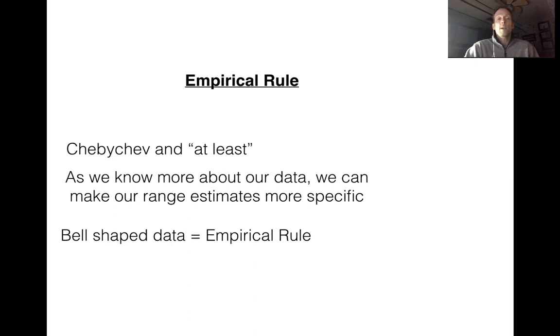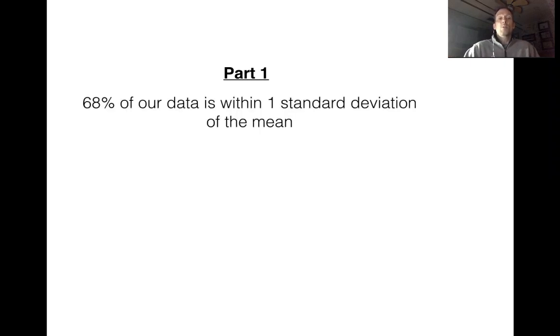As we know more about the data though, we're going to be able to make our range estimates a great deal more specific. Now, in particular, if we know that the data is bell-shaped, we can use something special called the empirical rule. So what's the empirical rule say? Part one. If we go one standard deviation above and below the mean, we're going to get the majority of our data. It's going to come in at 68% of your data within one standard deviation above and below the mean.